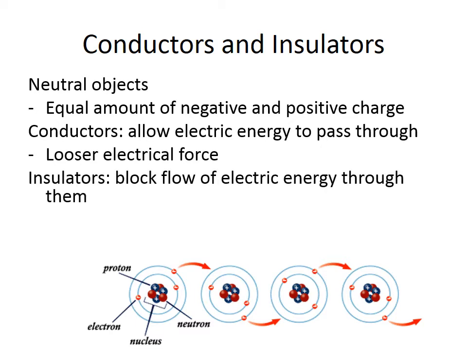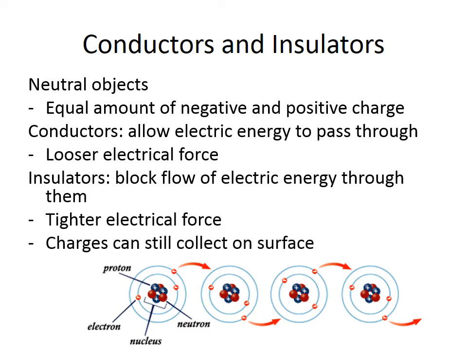Insulators do the opposite. They actually block the flow of electricity through them. So that means that they're going to have a tighter electrical force between the nucleus and the electrons on the outside. That doesn't mean that they can't be slightly electrically charged. Charges can still collect on the surface. It just means that they won't let charges flow through them like a conductor does. That's the biggest difference.